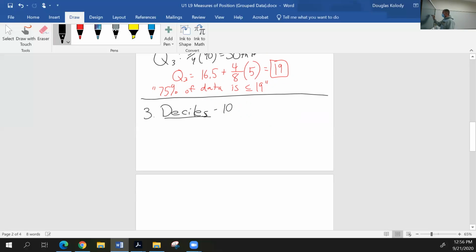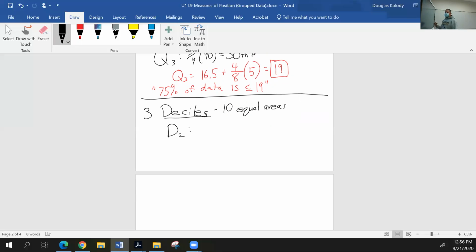Okay, and that's 10 equal areas. Now we're going to start to fly a little bit more quickly. Okay, and it's still D1 through D9. So let's find D2. Let's find the second decile of this data.